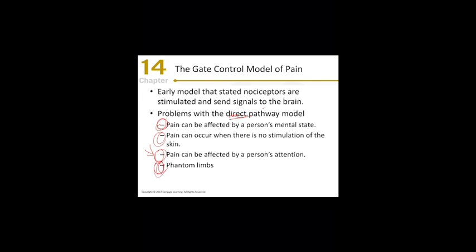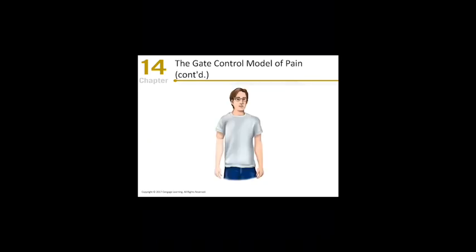So phantom limbs, this is a very interesting phenomenon. We have no transmission from receptor to brain, because in phantom limb, in this particular example, we're going to use a person whose arm was removed, whether it was through surgery or an accident, and so their arm is removed. So all they have is this part right here. And phantom limb is where we would experience pain or sensation.